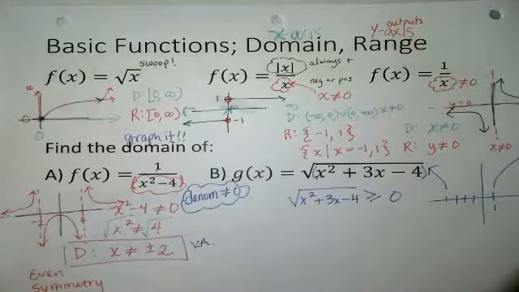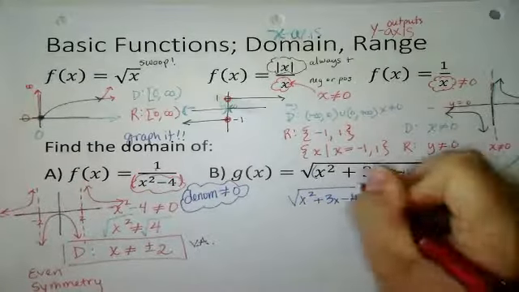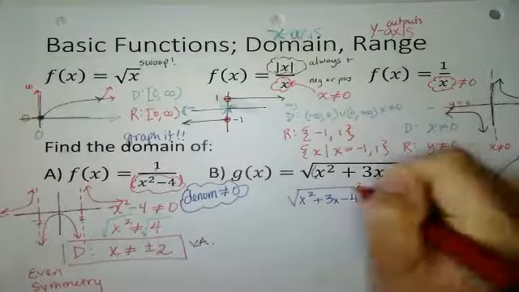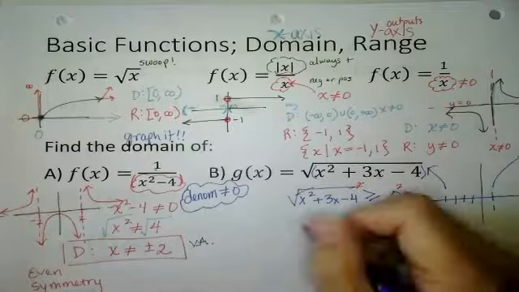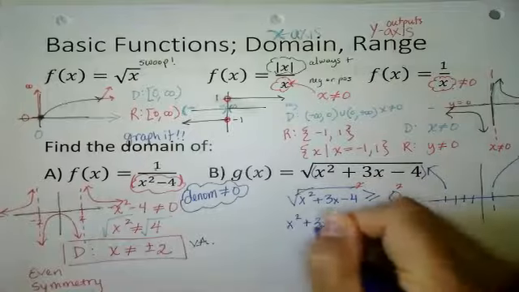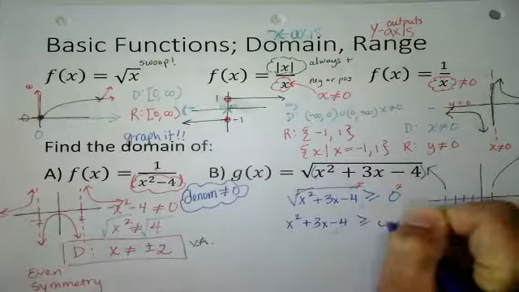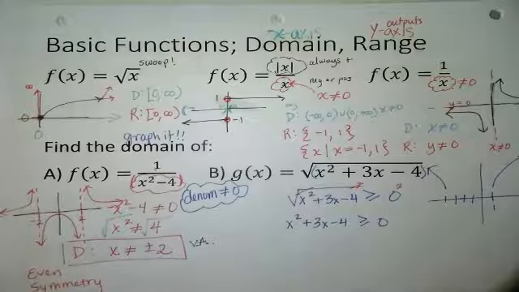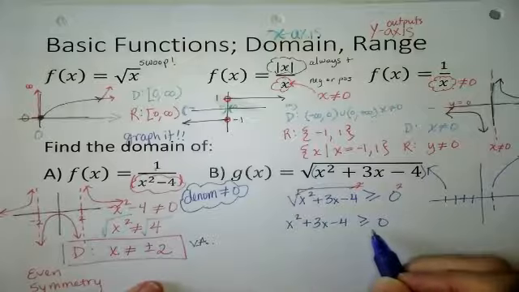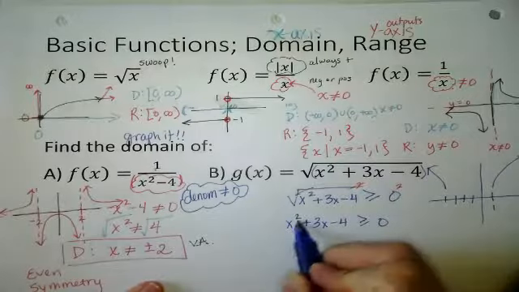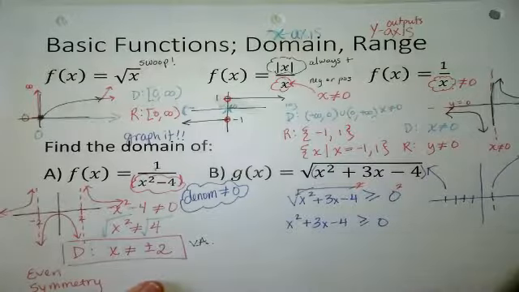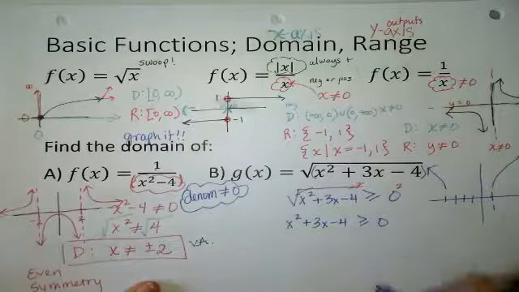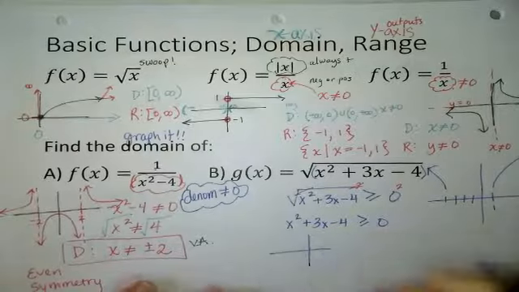Well, I can solve that equation as well. I'm going to square both sides. The square root and the square cancel out. So I have x squared plus 3x minus 4 is greater than or equal to 0. Well, this is another interesting thing. This is a quadratic inequality. If it was linear, if it was x to the first, it'd be easy to solve. Quadratics are much harder. This one is factorable.